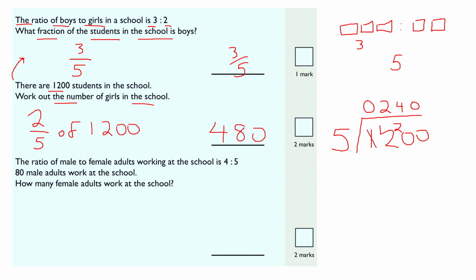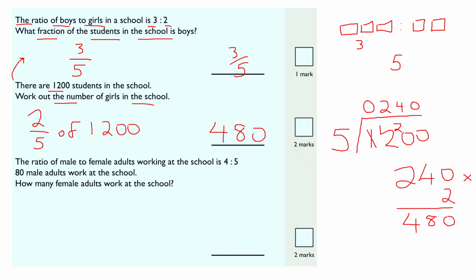Okay, and again, if you're unsure, just work it out to the side. So 240 multiplied by 2, or just add it to itself. 0 times 2 makes 0. 2 times 4 makes 8 and 2 times 2 makes 4. So well done if you got that.